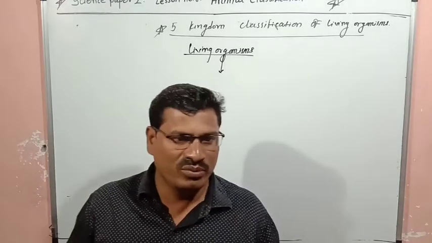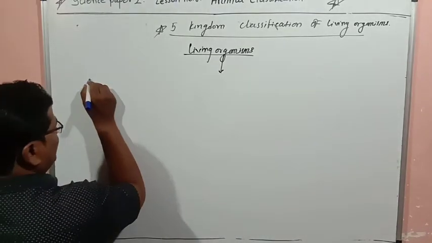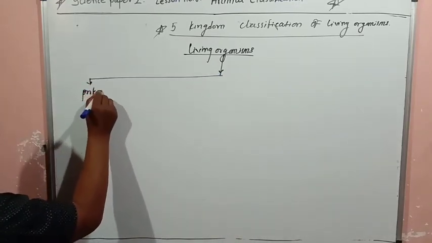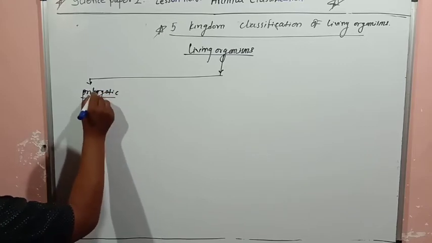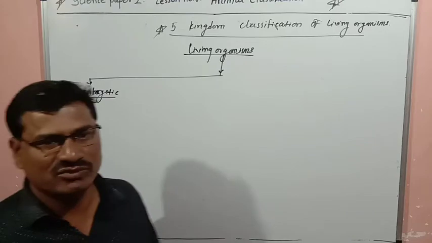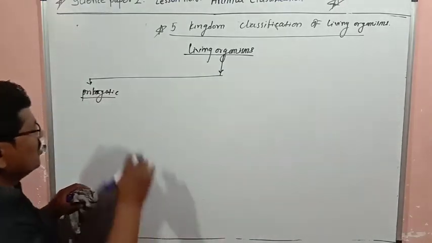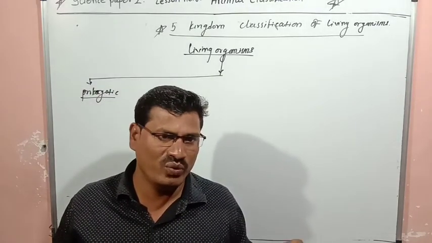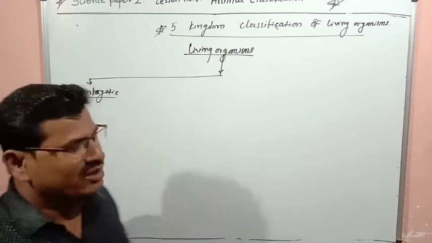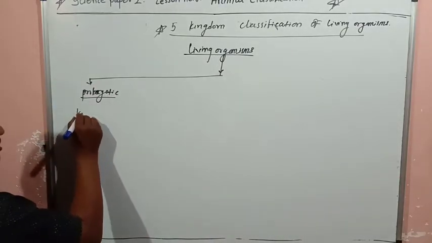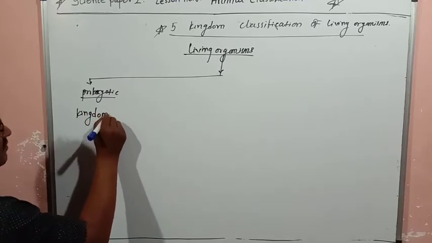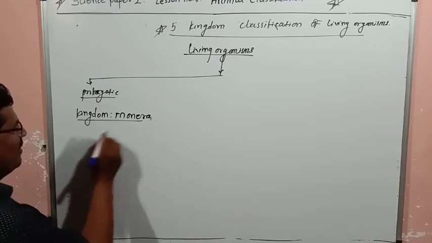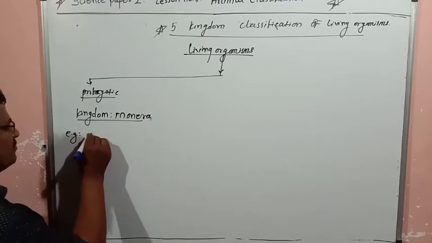In that, we are going to make 2 groups. First one is the prokaryotic. What is prokaryotic? Already we have seen these cells or organisms are not having a well developed nucleus and nuclear membrane. So in prokaryotic, one kingdom is there, Kingdom Monera.